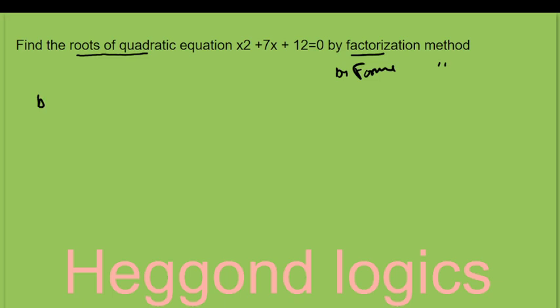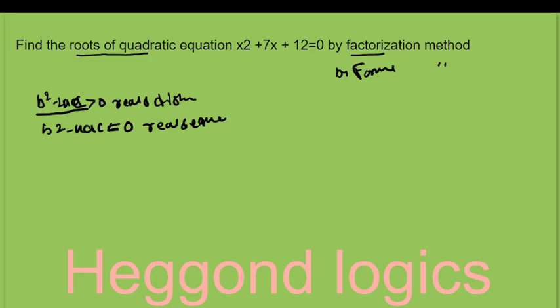Discriminant means b square minus 4ac. Find the discriminant and write the nature of the roots. If b square minus 4ac is greater than 0, then the roots are real and distinct. If b square minus 4ac is equal to 0, then the roots are real and equal.